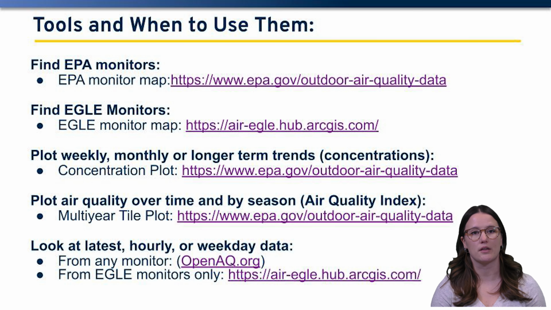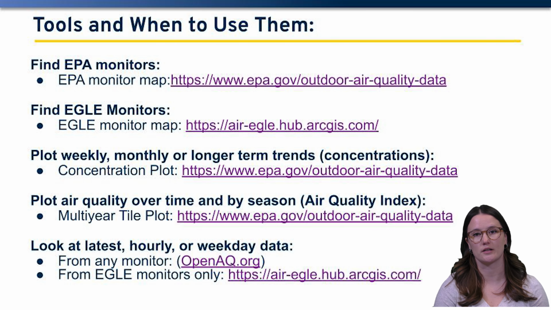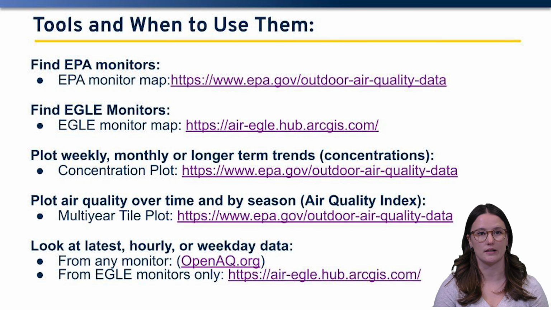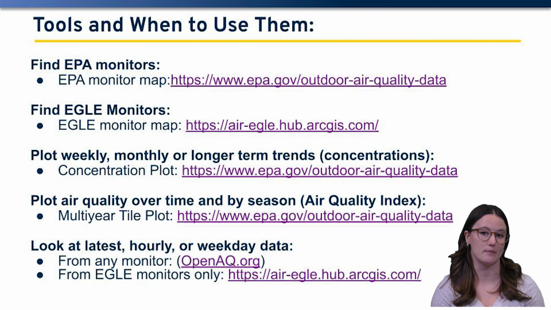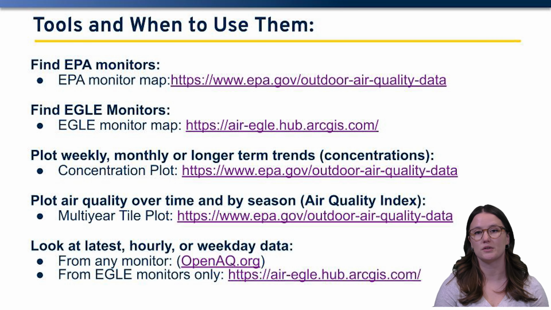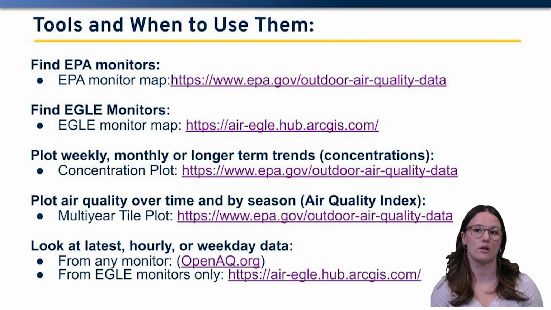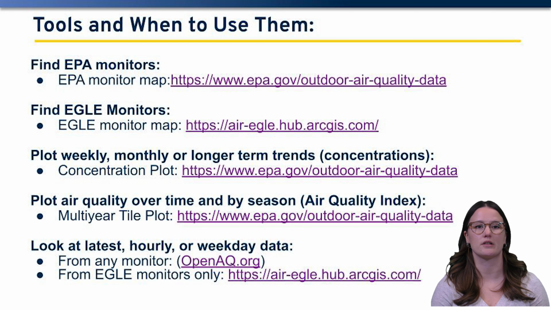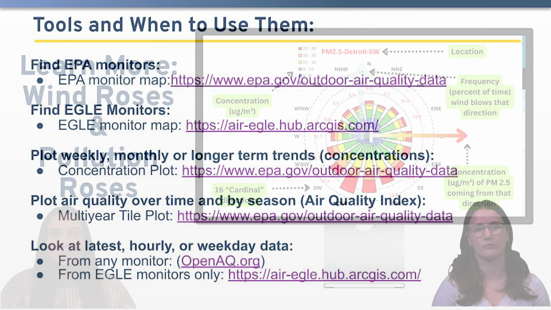For weekly, monthly, or longer-term concentration trends, download a concentration plot from the EPA using the link on this slide. For air quality over time and by season, download a multi-year tile plot that shows the air quality index for these time periods from the EPA. And finally, look to OpenAQ or EGLE for the latest, hourly, or weekday data in your area. Links to demos for these websites are included in this video.